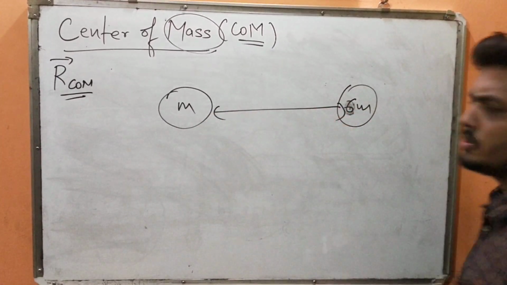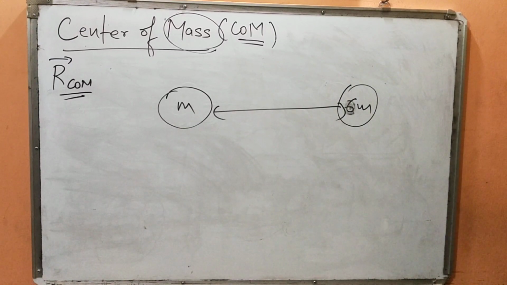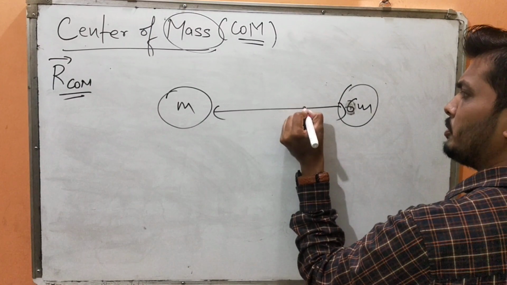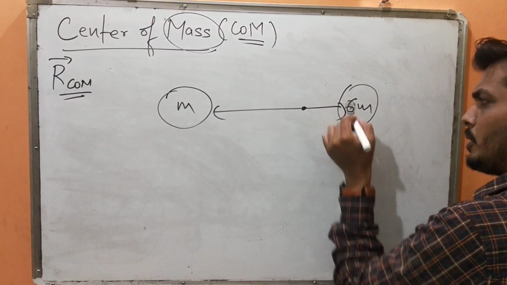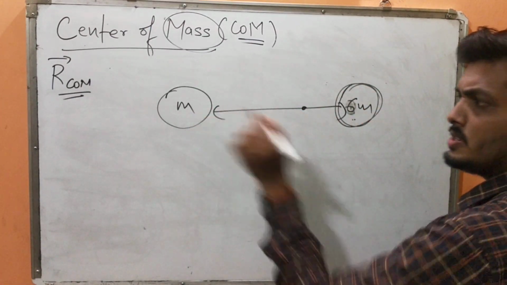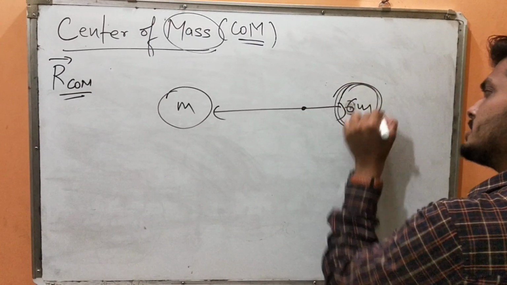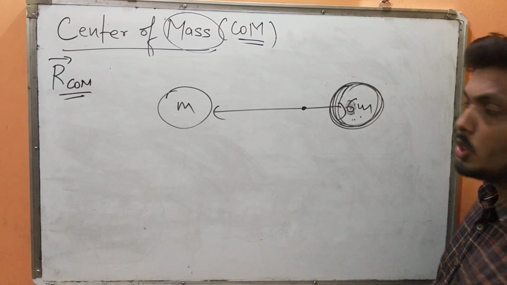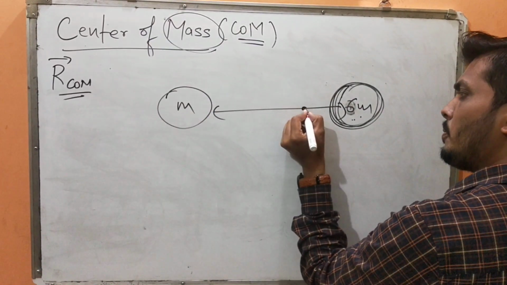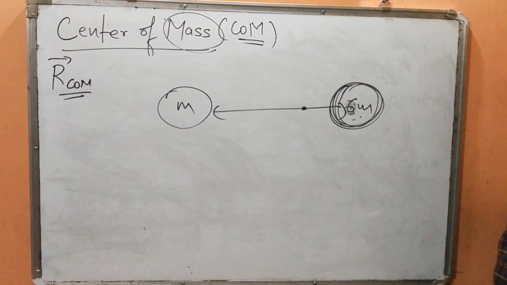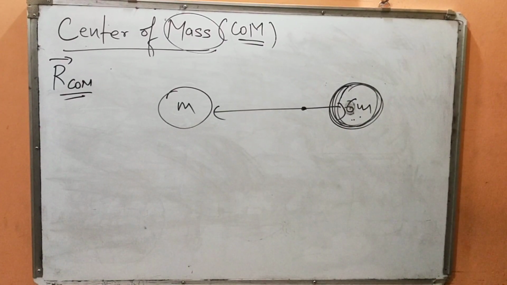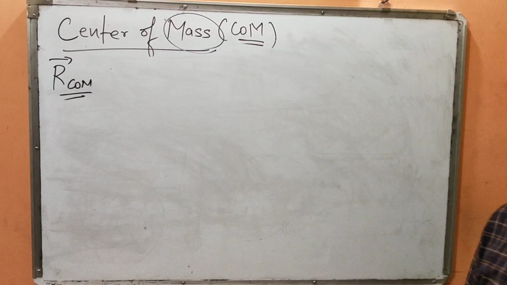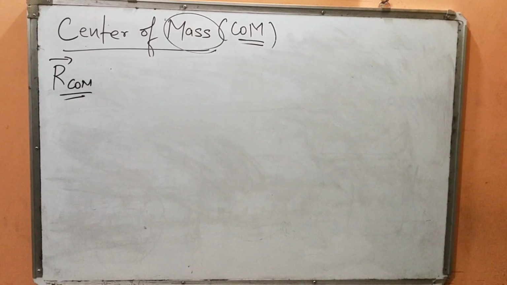Where is the center of mass of these two bodies? You should take one reference from where you are measuring. Center of mass will be somewhere near this side, because it is 6 times M and this is only M. So more mass is concentrated due to this body, not by this body. So the center of mass will also be shifted towards this body. Are you able to get that point? Okay. So now let us find out exactly the position vector of the center of mass.